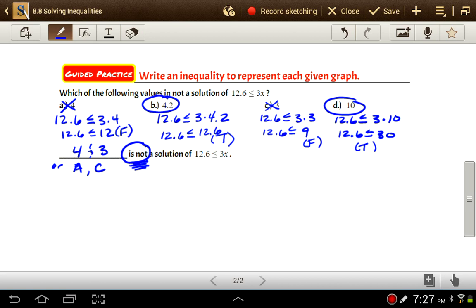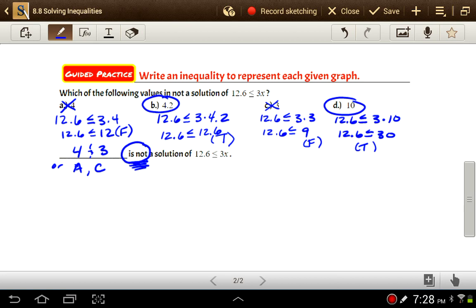For B, I plug in 4.2. 3 times 4.2 is 12.6. And my question is, is 12.6 less than or equal to 12.6? Well, since it's equal to 12.6, that is a true statement. Now for C, I plug in 3. 3 times 3 is 9. Is 12.6 less than or equal to 9? No, so that's a false statement. And the last one, D, 3 times 10 is 30, and 12.6 is less than or equal to 30. That is true, so that's a true statement.